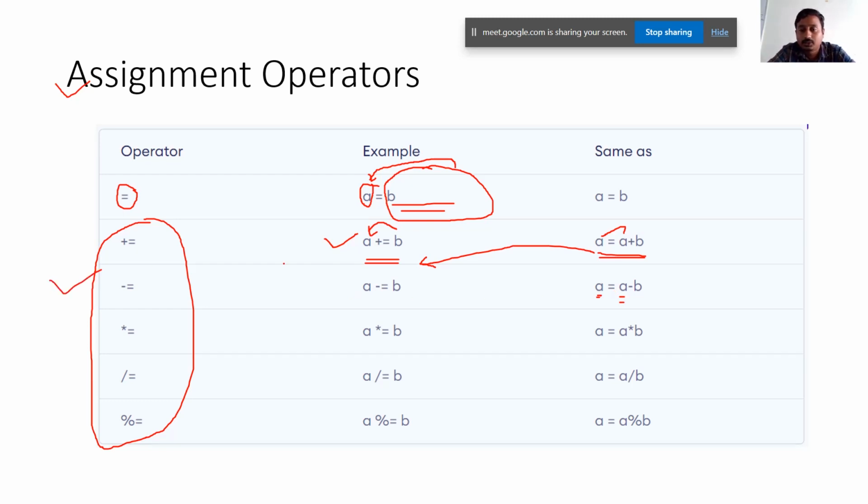Okay, so these are the shorthand operators. For that you just put this operator before the equal to symbol, and you will get a compound assignment operator. But the condition is you should have the same variable on the left side and the right side of the equal to symbol. So for the arithmetic operator we have the compound assignment operator.